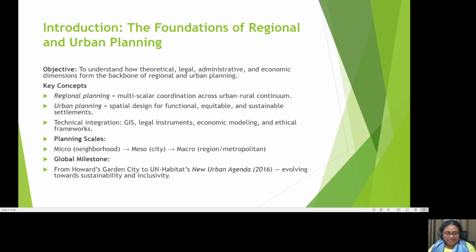Globally, planning has evolved from Howard's Garden City to UN Habitat's New Urban Agenda 2016. And as per se, regional planning, you can consider it a multi-scalar coordination across the urban-rural continuum. And the technical tools required are GIS, economic modeling, other legal instruments, ethical frameworks, good governance.